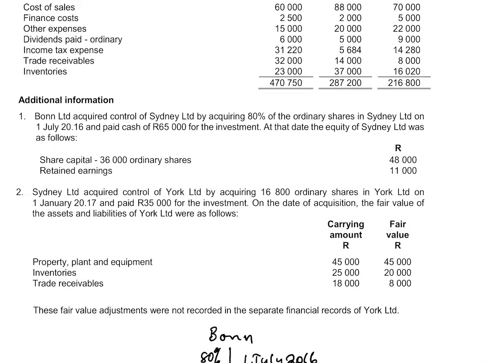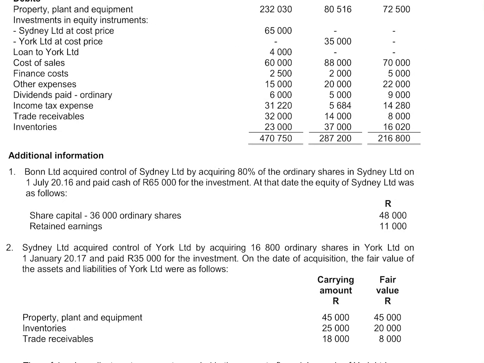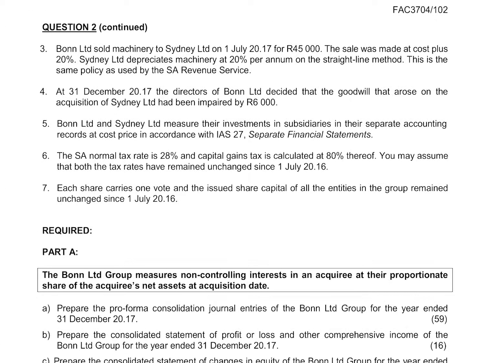Right, then we go to number 3, if there is any information there. In number 3, they sold machinery, that's an intra-group transaction. As at 31 December, the directors decided that goodwill has to be impaired. So there was an impairment of goodwill.